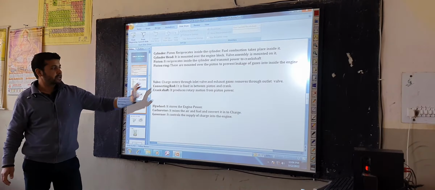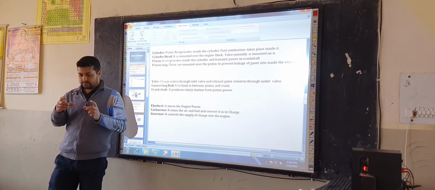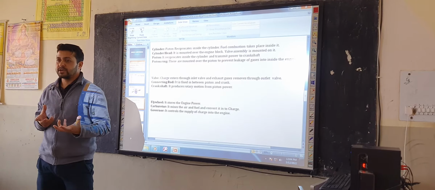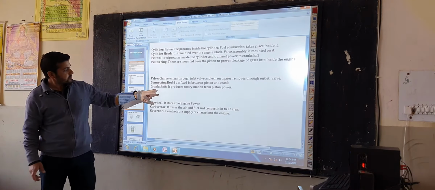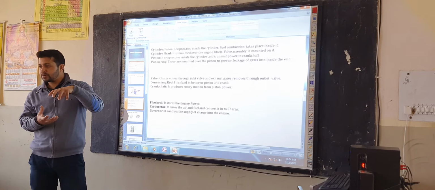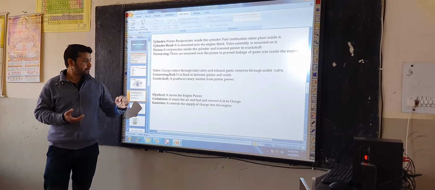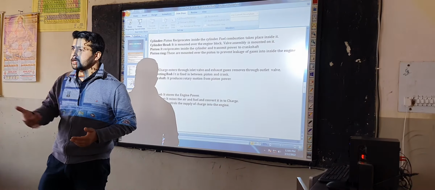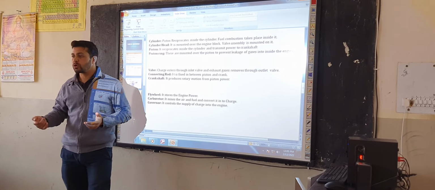Okay, and the next one is connecting rod. What is connecting rod? Connecting rod is a mechanical part which is assembled in between piston and crankshaft, and its function is to transmit the power of piston to the crankshaft. What is the function of crankshaft? Crankshaft is used to produce rotary motion, like rotational motion is called rotary motion.